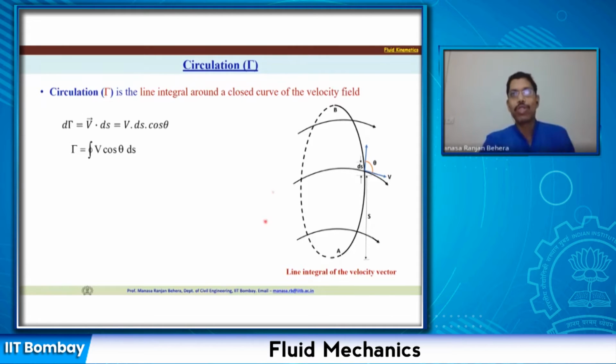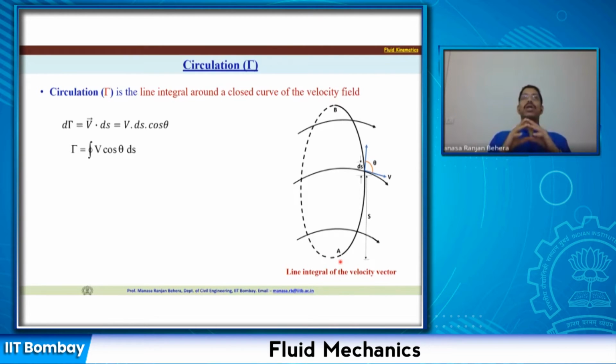Let us say I have a closed curve here. This curve, which I see from my side as a solid line and the back side as a dotted line, is a closed curve, say A, B, and A. So this closed curve, if I take the line integral of the velocity vector, then I will be able to get the circulation.